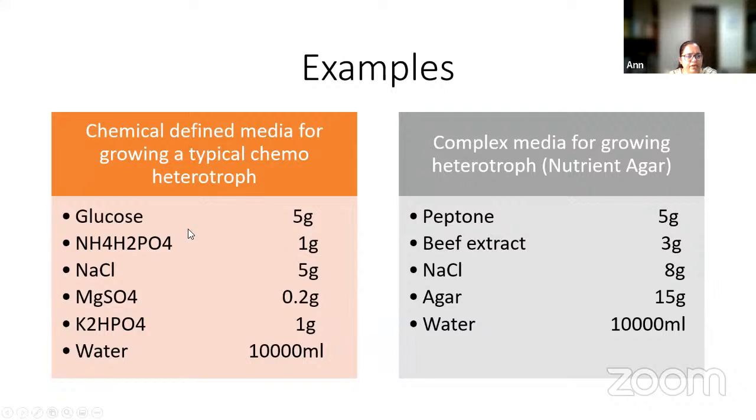When you have a defined medium, every component that is put there is defined: glucose, NH4H2PO4, NaCl, magnesium chloride, K2HPO4, water. Every component is defined. On the contrary, when we are looking at complex medium, we do not have that kind of differentiation. Peptone. A peptone can be a nitrogen source or a glucose source. It will have some quantity of glucose also in it. It will have all these salts in there.